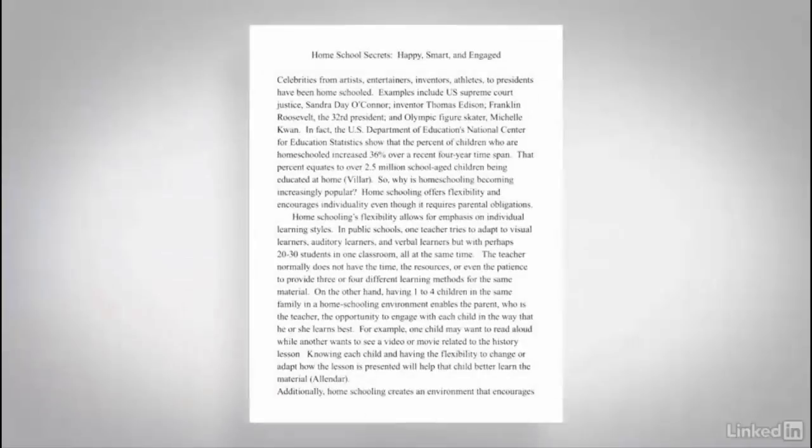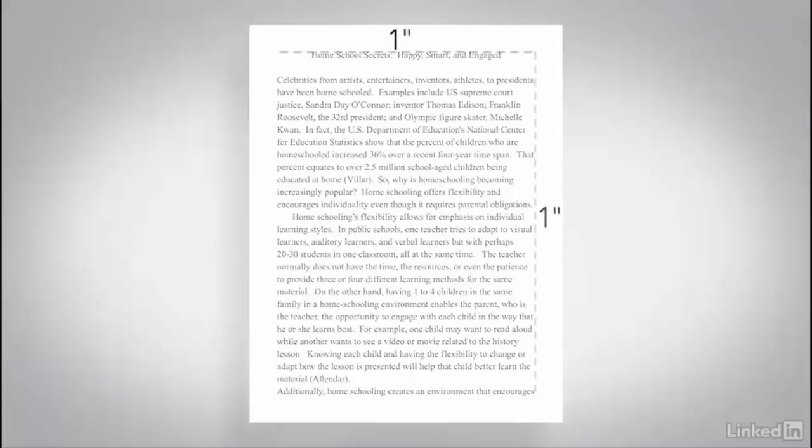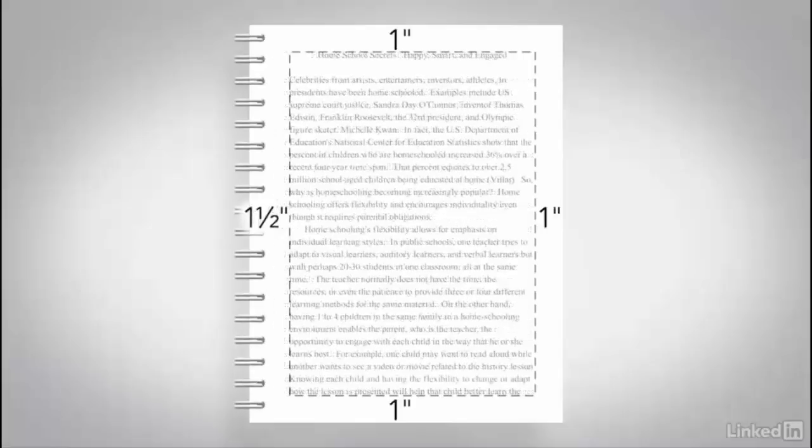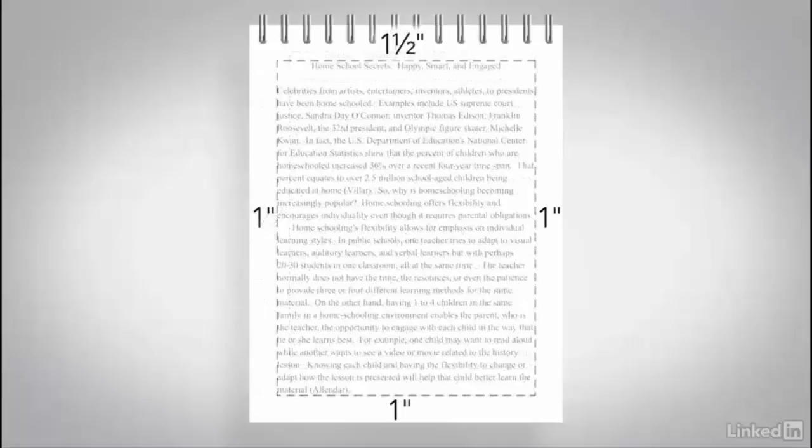Now what about the margins? Typically, the margins are adjusted based on if and how the paper is bound. Standard margins are 1 inch on all sides with a few exceptions. 1/2 inch should be added on the left for a left-bound paper and on the top for a top-bound paper.